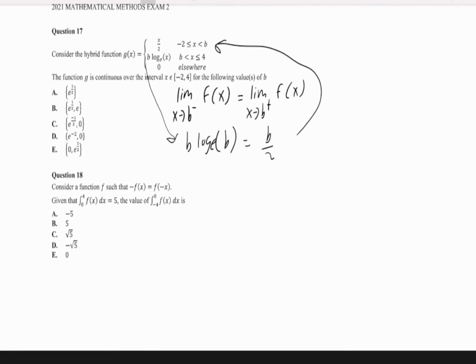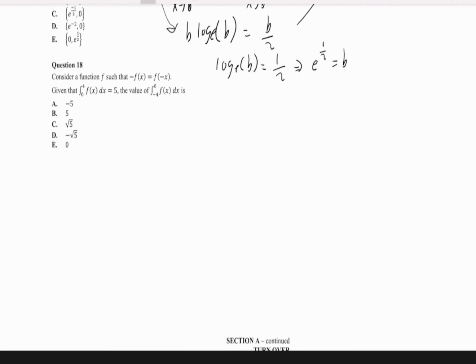And then you can do log e b equals half. Then e to the power of half equals b. So that's A.